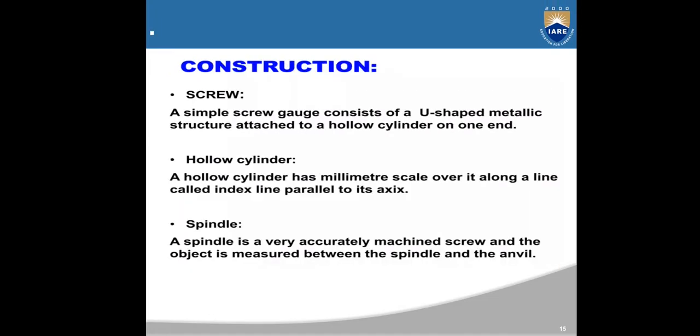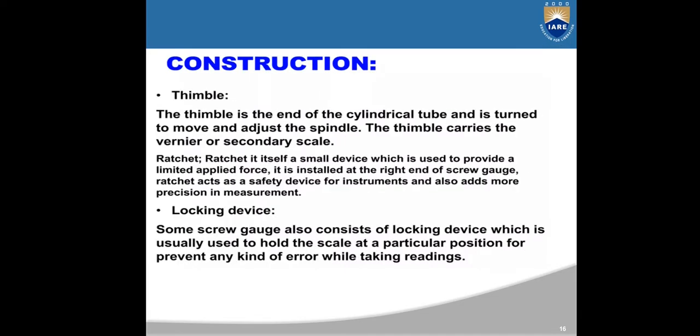Construction. A simple screw gauge consists of a U-shaped metallic structure attached to a hollow cylinder on one end. The hollow cylinder has a millimeter scale over it along a line called the index line parallel to its axis. Spindle. A spindle is a very accurate machined screw and the object is measured between the spindle and the anvil. Thimble. The thimble is the end of the cylindrical tube and it is turned to move and adjust the spindle. The thimble carries the vernier or secondary scale.